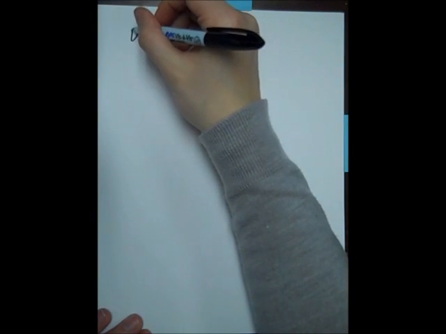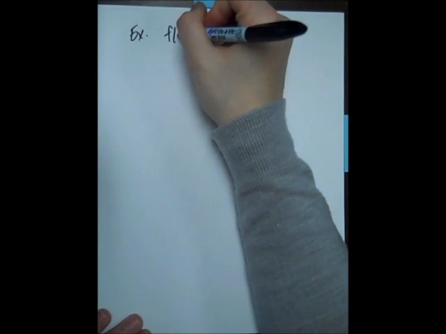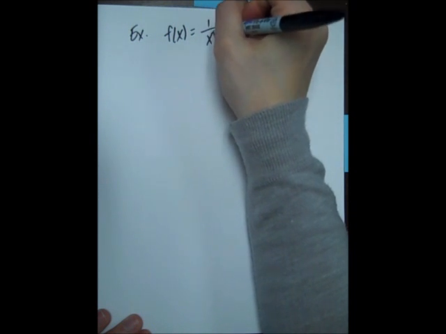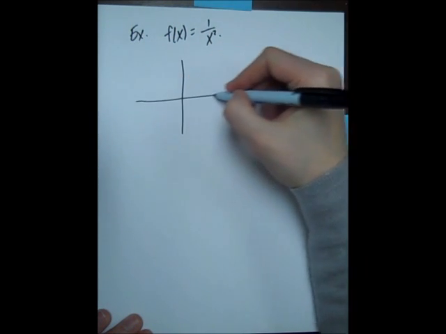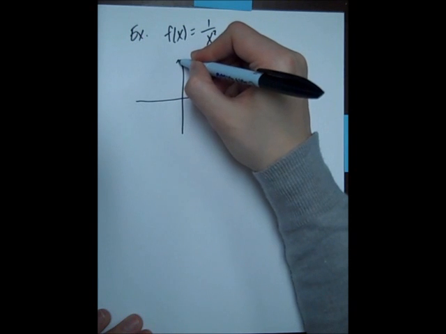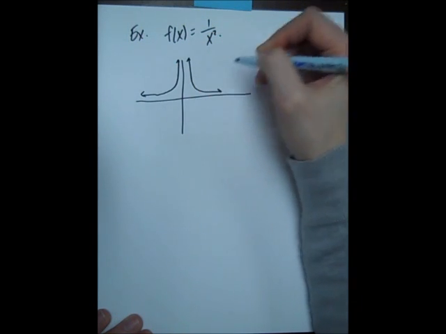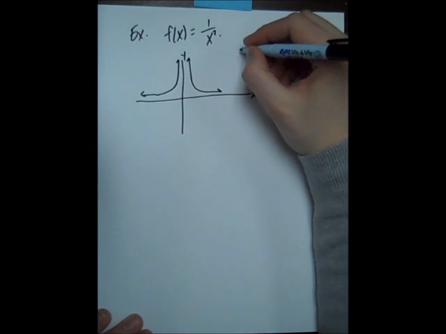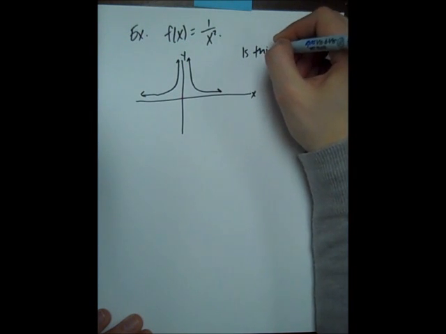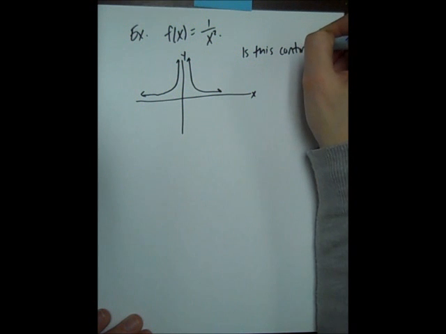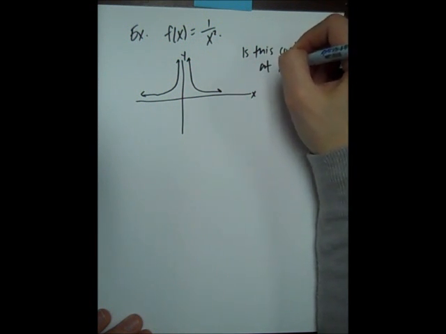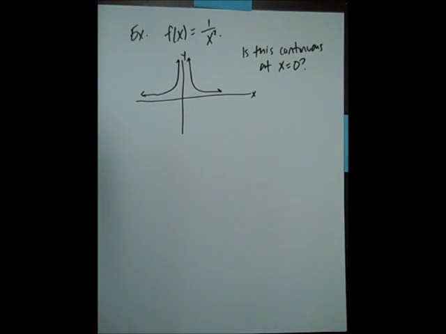We have one more type of discontinuity, and for that, I'm going to look at the function f of x is 1 over x squared. Now this function kind of looks like this. Here's my x, here's my y, and I want to know, is this continuous at 0? So all of these examples, I've been looking at x equals 0. You could look at any other x value, but we're just going to talk about at x equals 0.